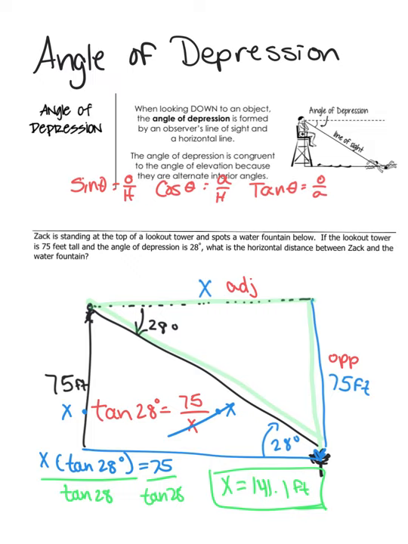His vision must be pretty good. So those are the 4 examples that we've done for angle of depression.